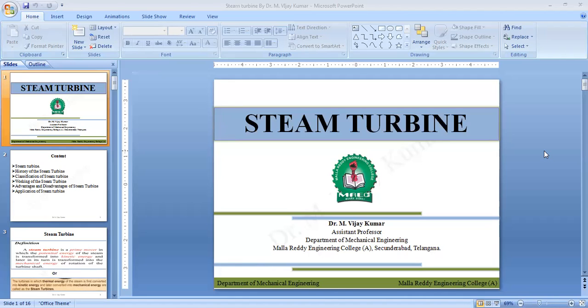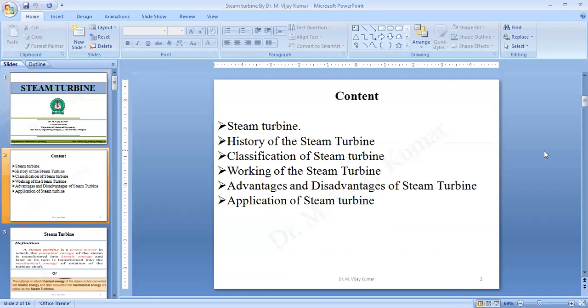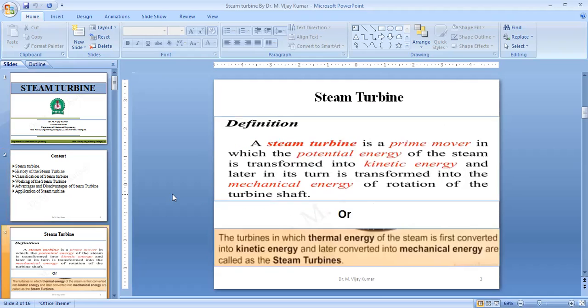So today's session is going to be on steam turbine. The content of the steam turbine is we are going to have the introduction and its history, classification of steam turbine and its working. Working means how the power plant working mechanism is going to be, and advantages and disadvantages of steam turbine and its application. So all these topics we are going to discuss. Right. What is steam turbine?